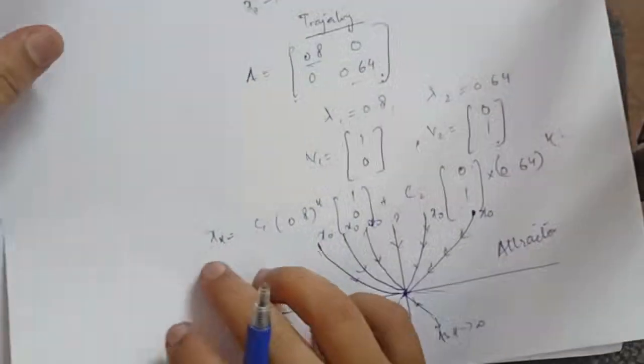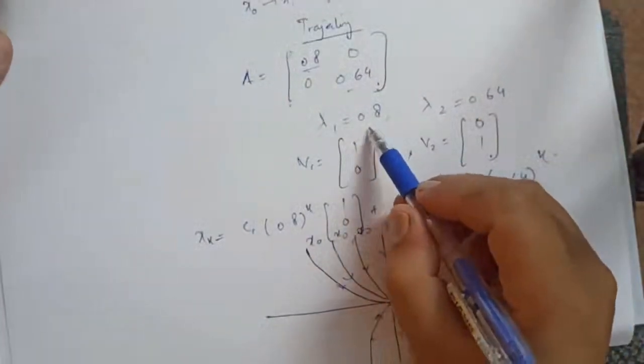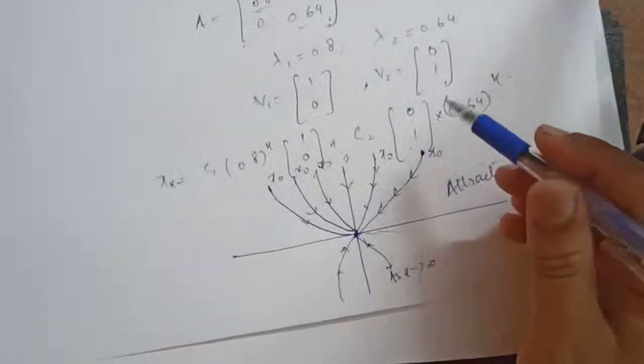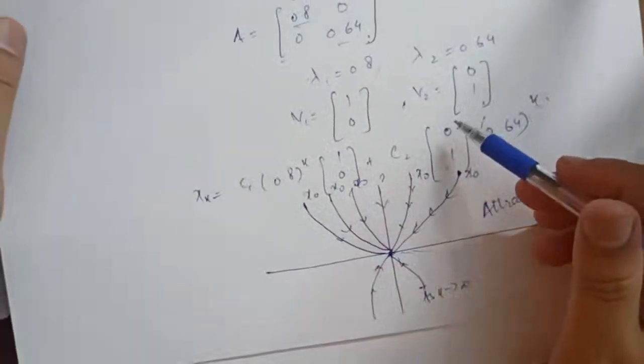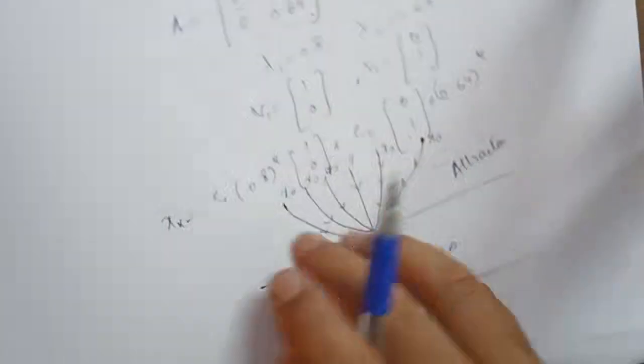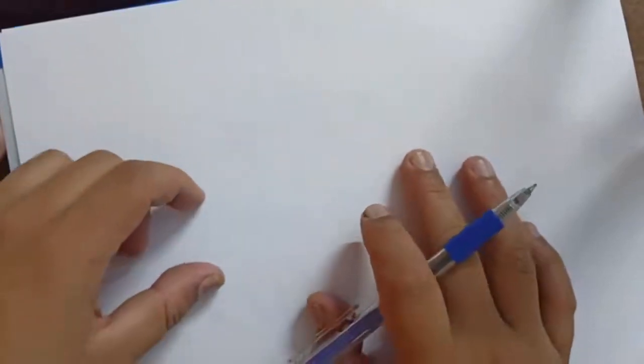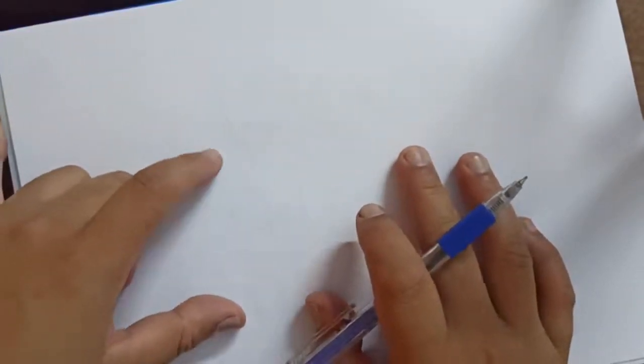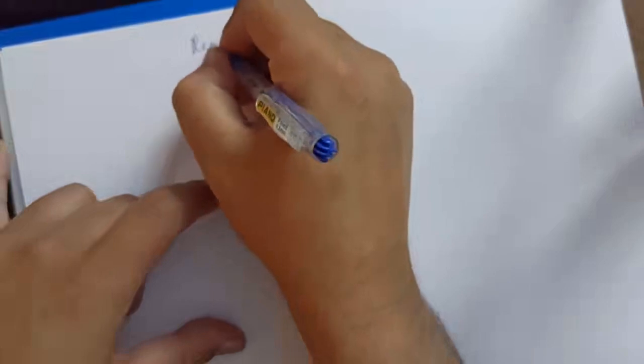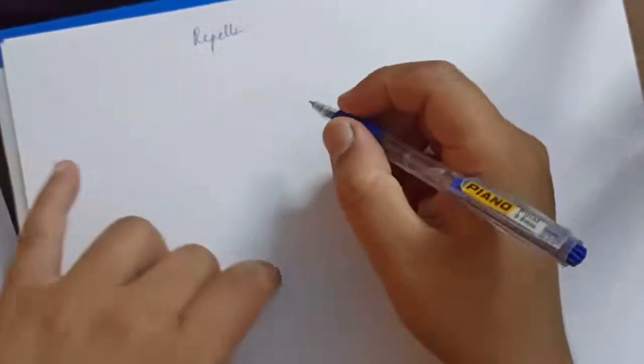Now luckily we can see here the eigenvalues are less than 1, right? So an attractive system has all the eigenvalues less than 1. But if the eigenvalues are greater than 1, then of course the system will not come to 0. Of course it will deviate away from 0. This kind of system is called a repeller system. So let's do an example of the repeller.